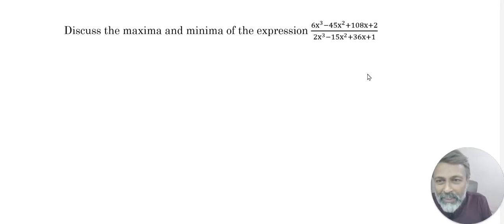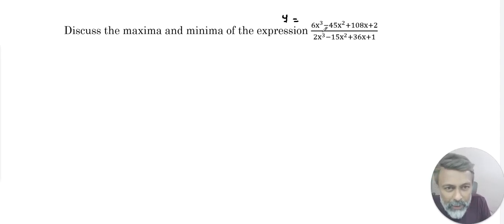Hello students, let us take one more. Discuss the maxima and minima for the expression. Now, let us name this expression y is equal to. To get its maxima minima, taking its derivative is difficult. Let us observe it well.